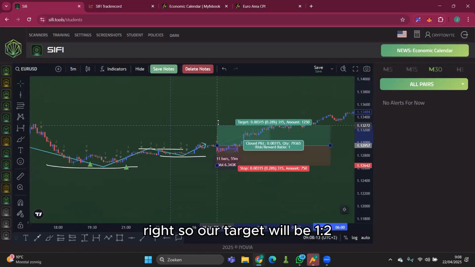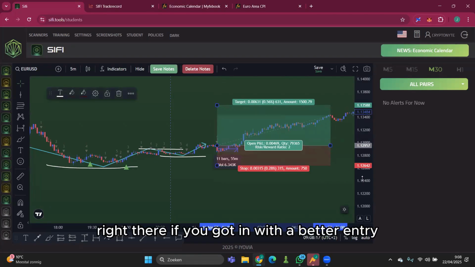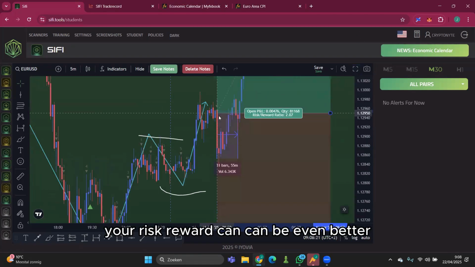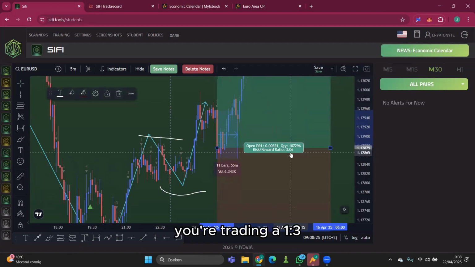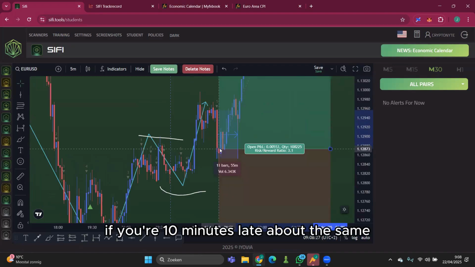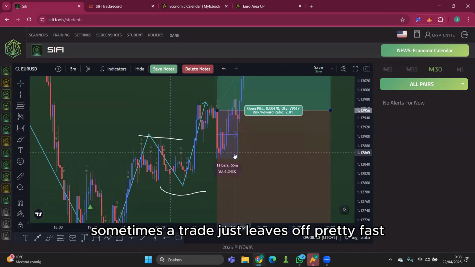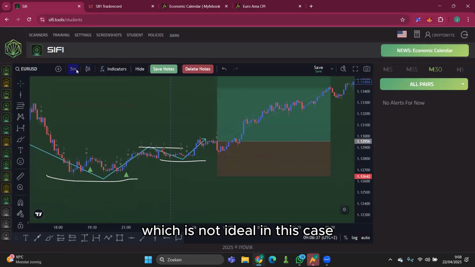right? So our target will be 1 to 2, right there. If you got in with a better entry, your risk to reward can be even better. Maybe you got in like 5 minutes late. If you were 5 minutes late, you're trading a 1 to 3. If you're 10 minutes late, it's about the same, so it's pretty good. Sometimes a trade just leaves off pretty fast and then you miss the entry, which is not ideal.